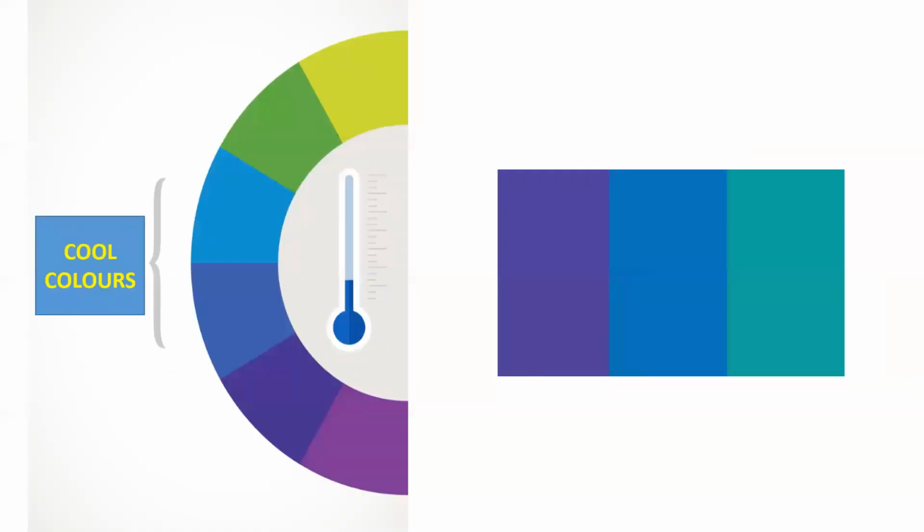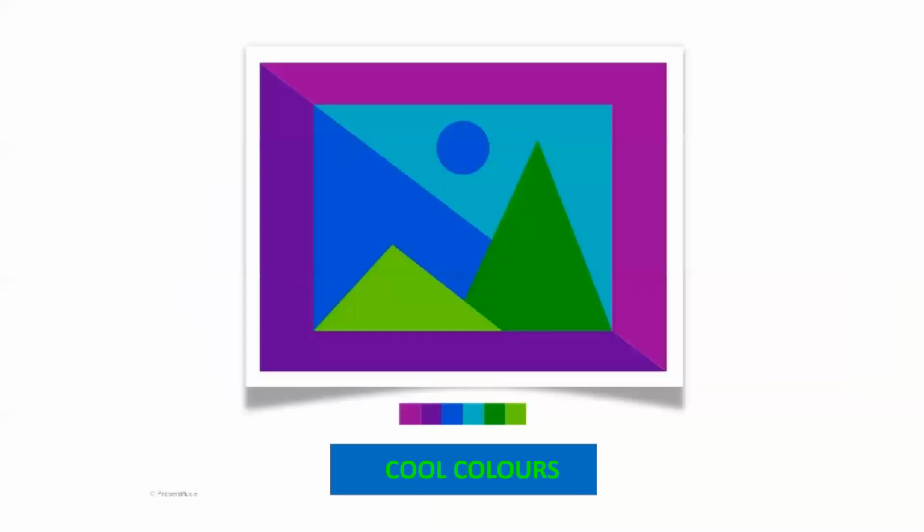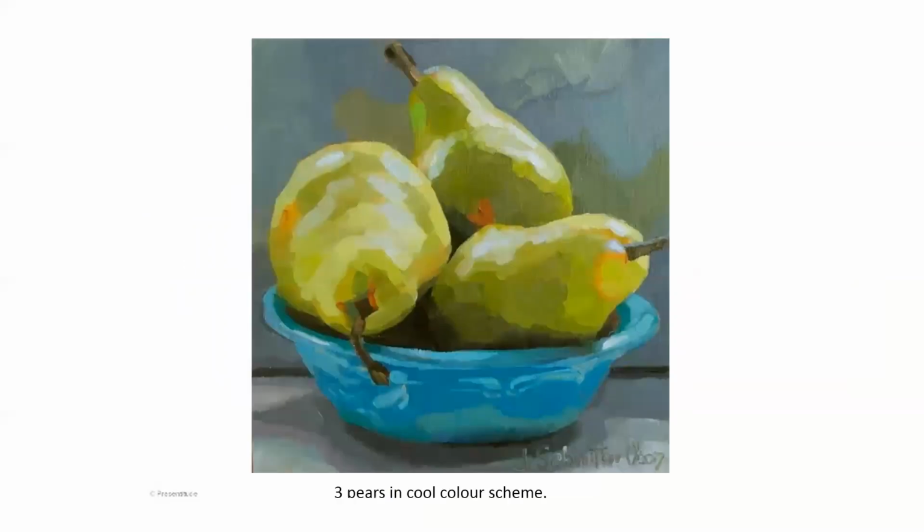Cool colors. Cool colors are usually associated with cool things. For example, blue, purple, green. In this design, cool colors have been used. This is an example of a composition with three pears in a bowl using cool colors.